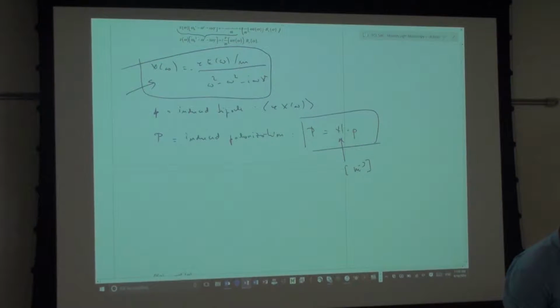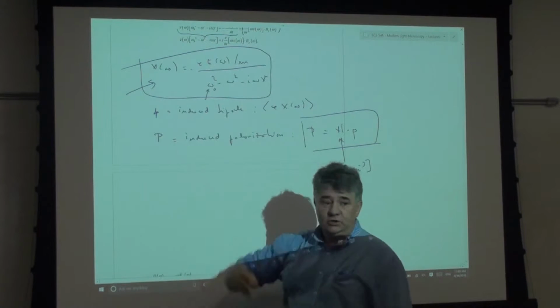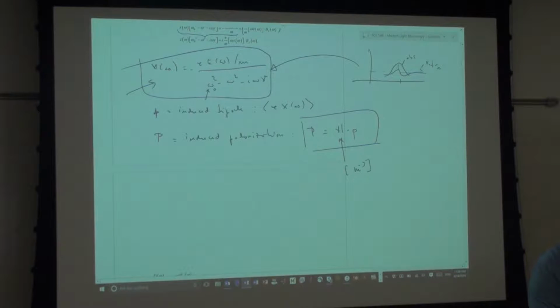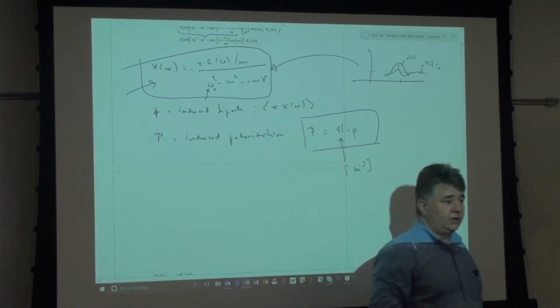Oops, this is omega naught here. Remember, omega naught is the resonant frequency. So this essentially gives you a line width. Remember those profiles that we drew? The absorption looks like this, and then the refractive index looks like that, roughly speaking. So this is absorption. This is refraction. It's all coming from how this line shape looks around the resonant frequency omega naught.